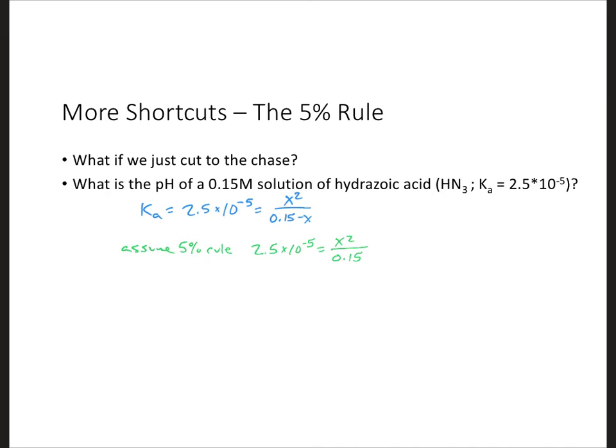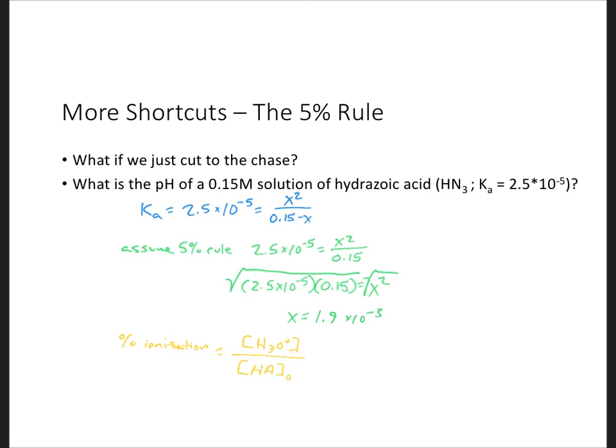I'm going to get x squared by itself on one side, and then I'm going to take the square root of both sides, and I get a value of x as 1.9 times 10 to the minus 3, trying to keep track of my sig figs with just 2 sig figs. So now I have that value of x. I need to go in and check to make sure I'm obeying the 5% assumption. That means I'm checking the percent ionization.